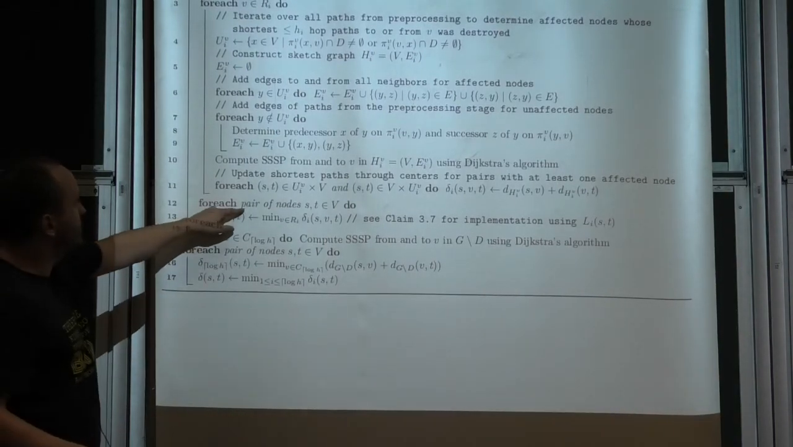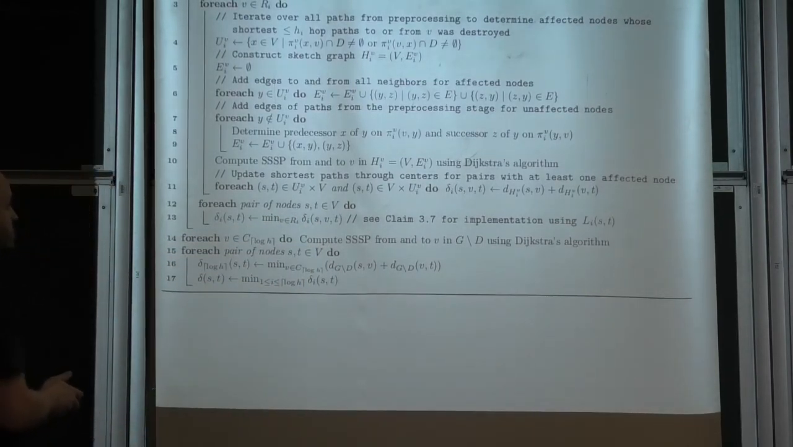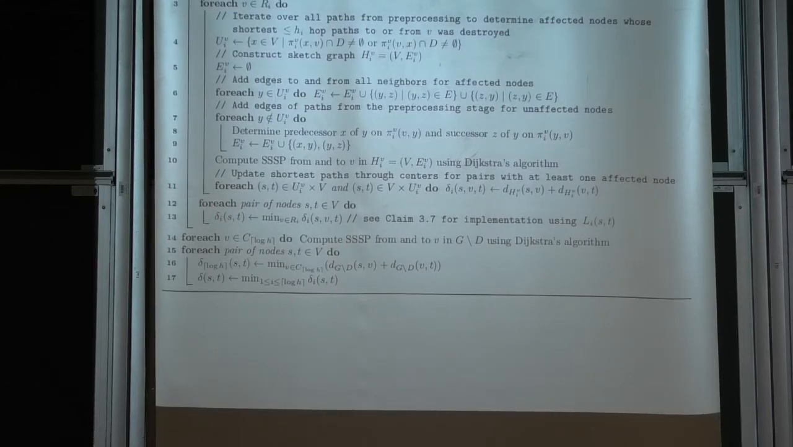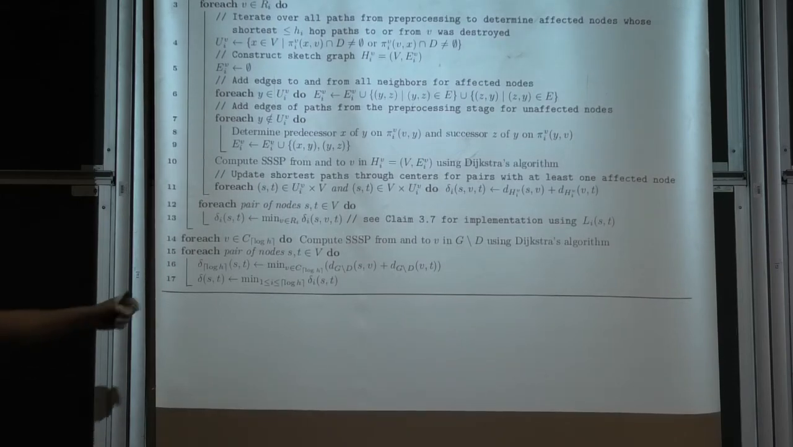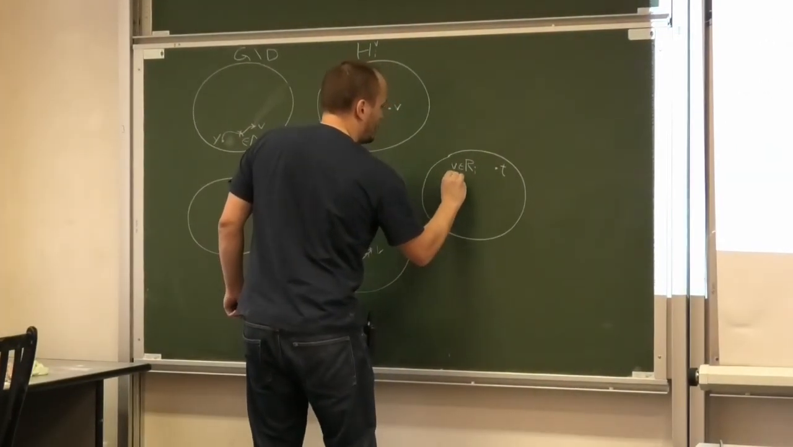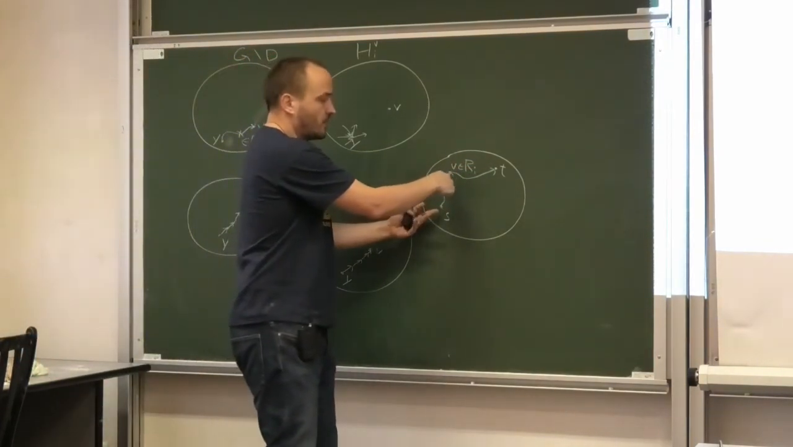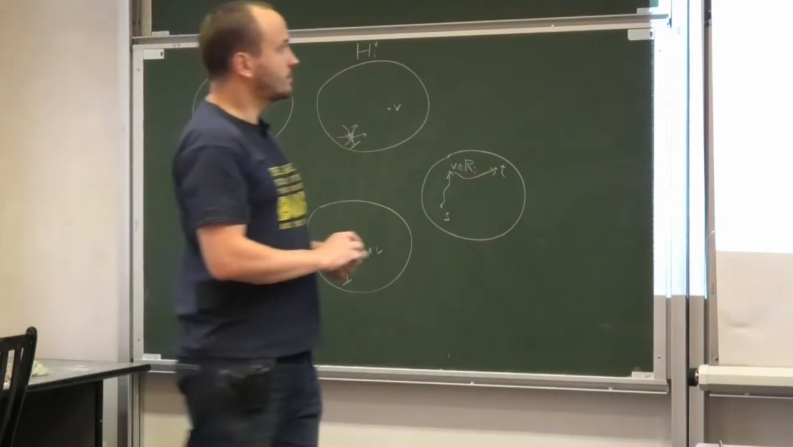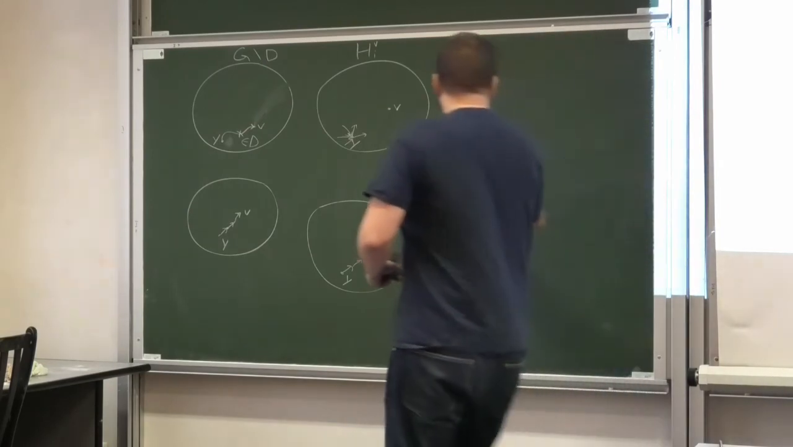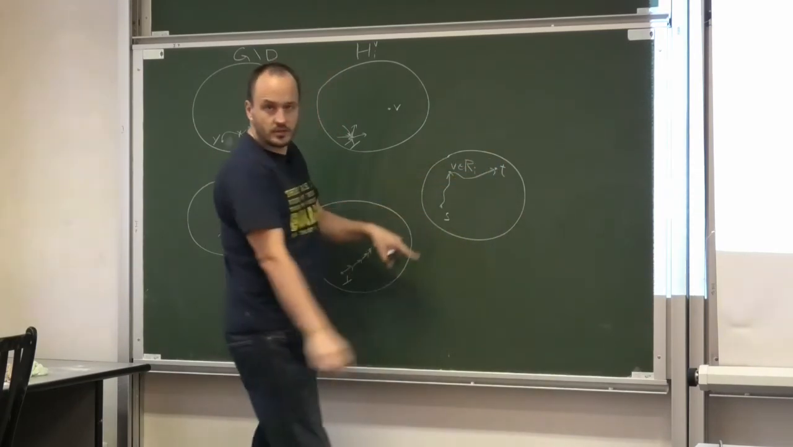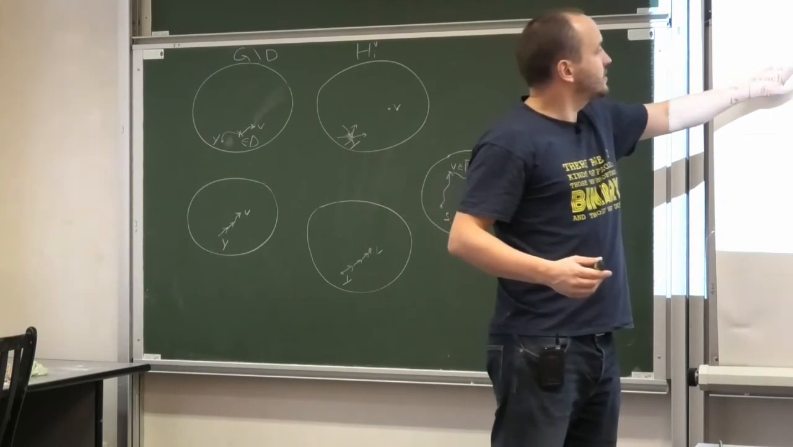And down here, we're looking at all pairs S and T. Let me draw it here. Looking at all S and T, we're looking at all these visited nodes, V in Ri. Some of these paths were maybe reconstructed using the sketch graph, and some of these paths were from the pre-processing step because they were not destroyed. And we just find the best intermediate vertex from S to T. So we try all these visited vertices and see which gives the shortest path from S to T among them. And that's your delta i S, T.